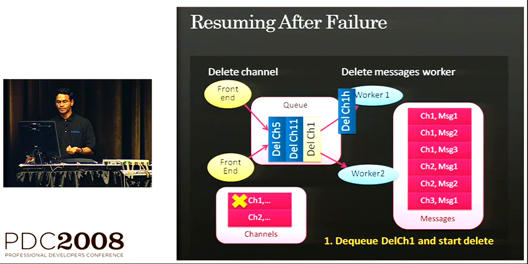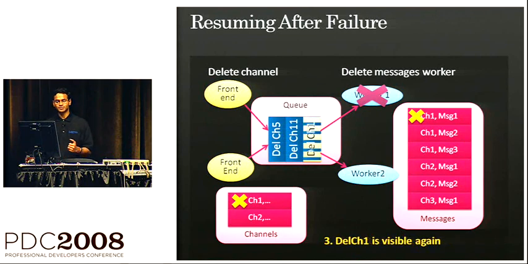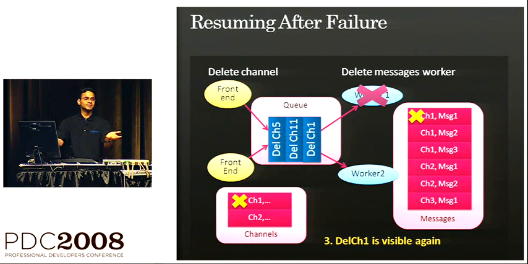So what does worker 1 do? It deletes channel 1 from the channels table, deletes message 1 from the messages table, and it crashes. So it fails, it crashes, and it has no idea where that queue entry went. So 30 seconds later, let's say, the channel 1 entry becomes visible again in the queue. So it's back into the original state, except that you have some deleted messages in the two tables.